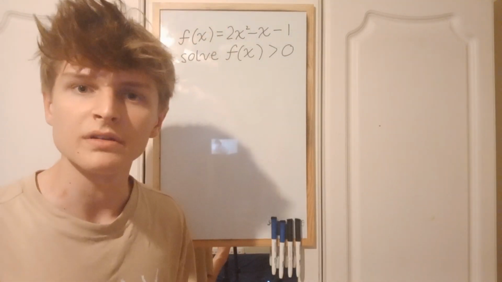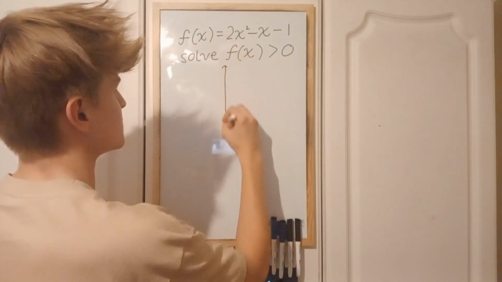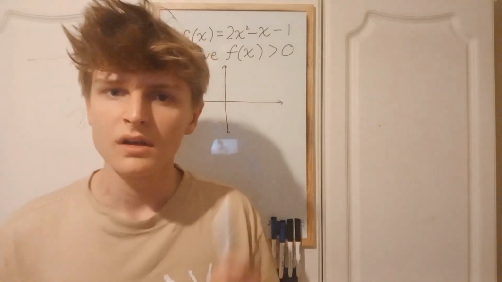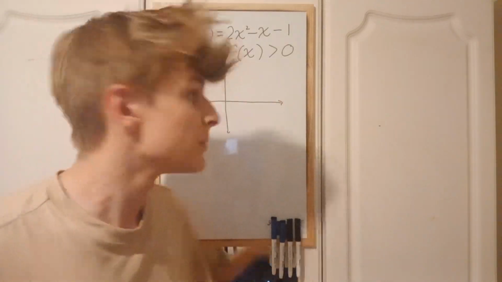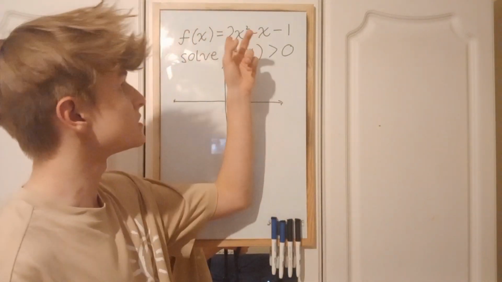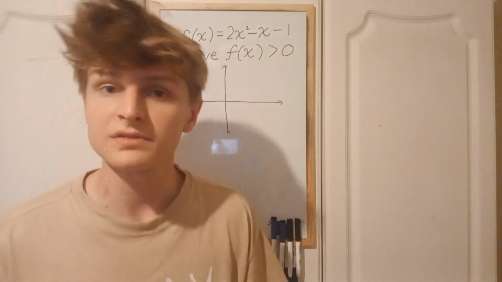So what we can do is use our knowledge from last time and graph this quadratic function on an xy plane. To graph a quadratic, remember, I'm not going to do the y-intercept this time because it's not very important, and you'll see why. I'm just going to do the roots. So we're going to solve 2x squared minus x minus 1 equals 0, and I'm just going to use the quadratic formula for that.